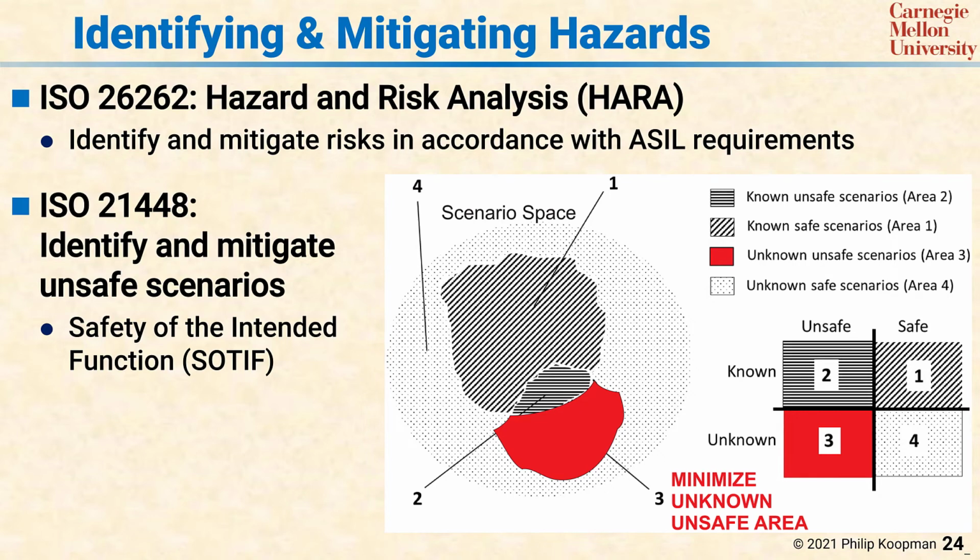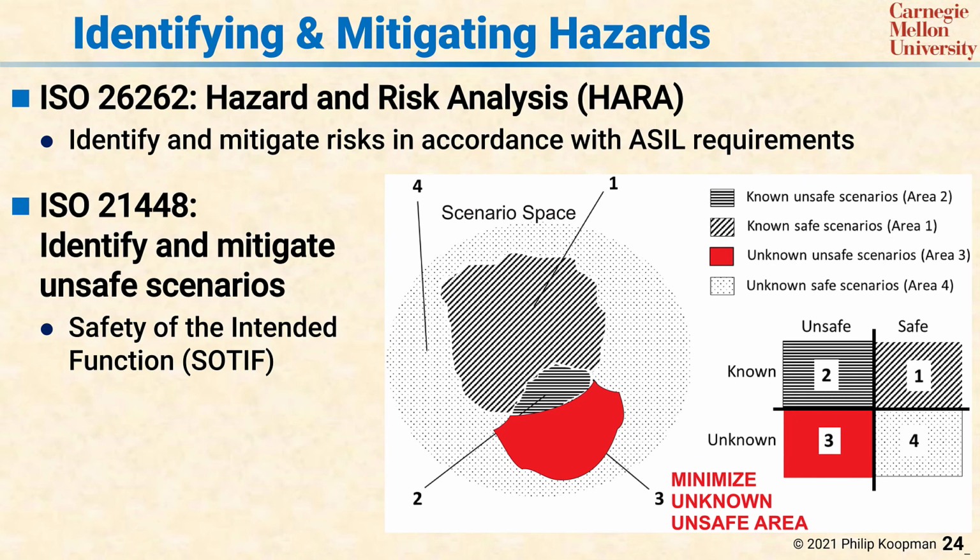The known unsafe scenarios, well, those are things you already have mitigations for. Known safe, that's not a problem, it's safe. Unknown safe areas are things you don't know about, but they don't matter because they're safe. The thing that really you need to pay attention to is the unknown unsafe scenarios. These are things where there's a triggering event that will cause an unsafe result, but your system has not been designed to mitigate that problem.